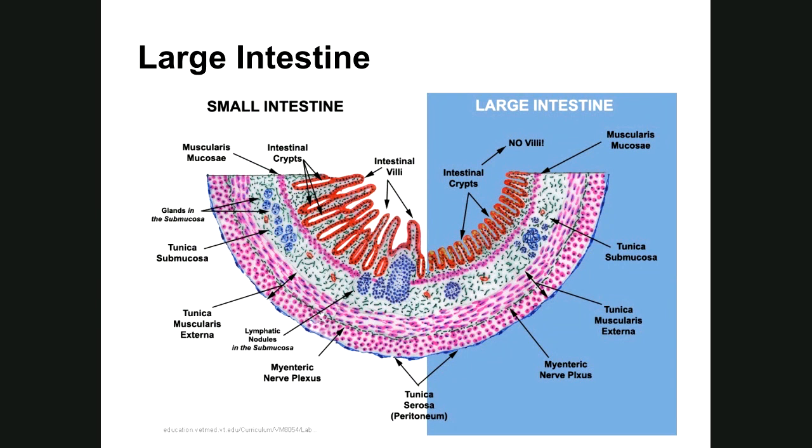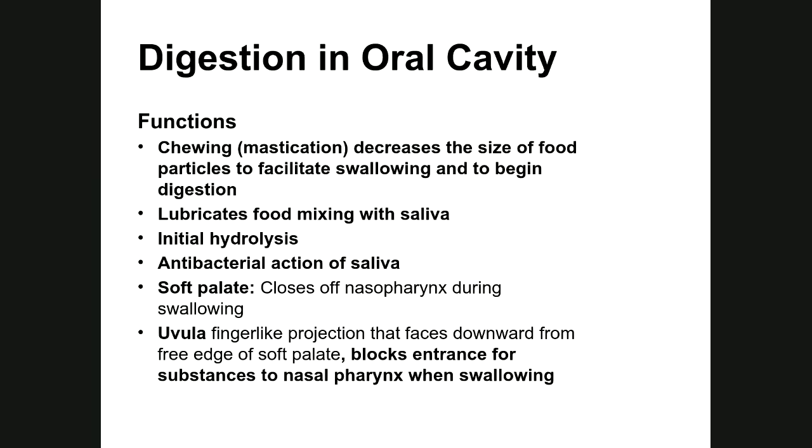So let's keep going. Let's start with the oral cavity. The oral cavity's function is mastication, decreasing the size of the food because of those teeth, to break it down into small pieces so we can begin, facilitate, the digestion.